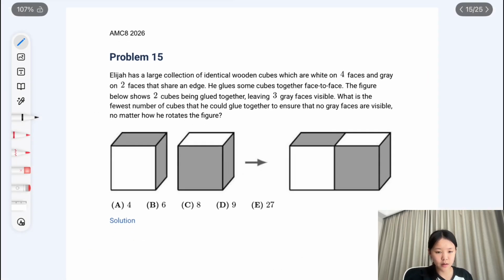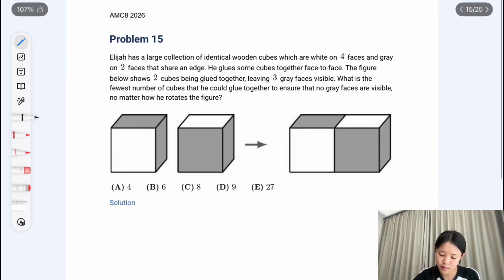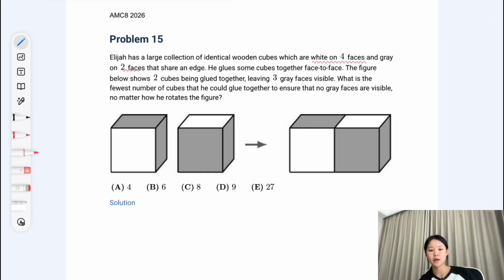Okay, so Elijah has a large collection of identical wooden cubes, which are white on 4 faces and gray on 2 faces that share an edge. So he glued some cubes together face to face, and the figure below shows 2 of these solutions that he could glue together. Find the fewest number of cubes that he could glue together to ensure that no gray faces are visible, no matter how he rotates the figure.